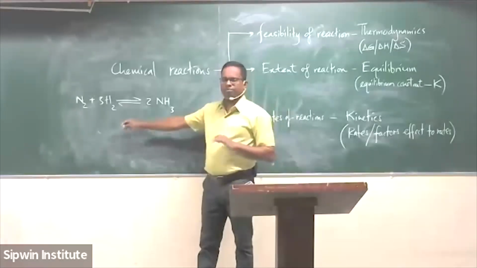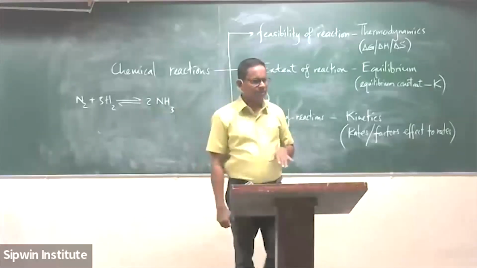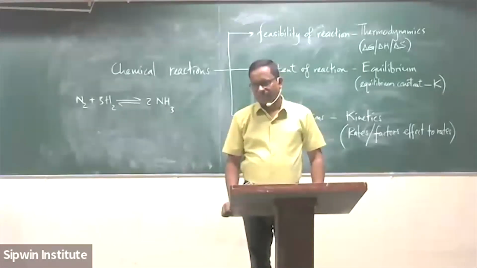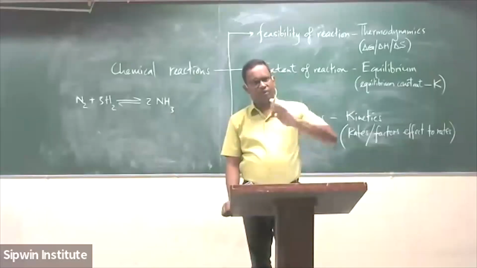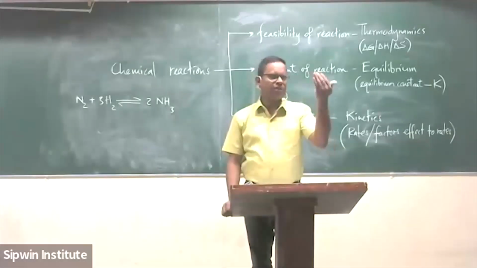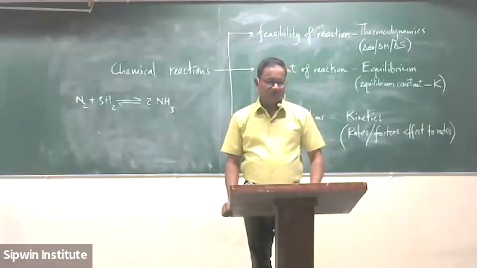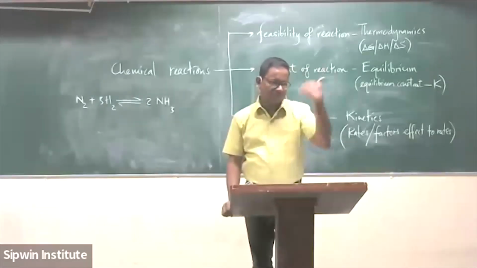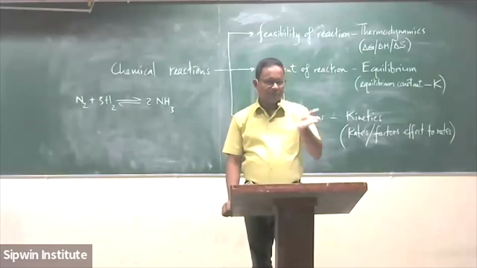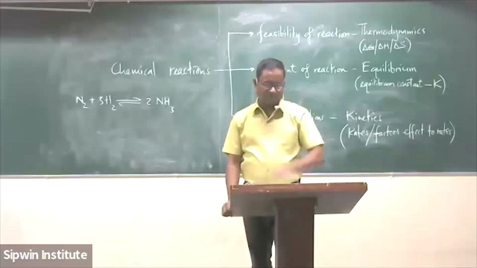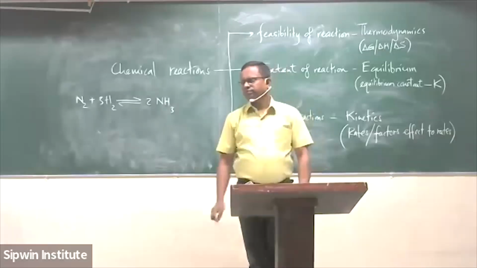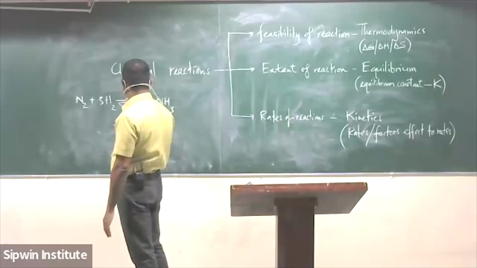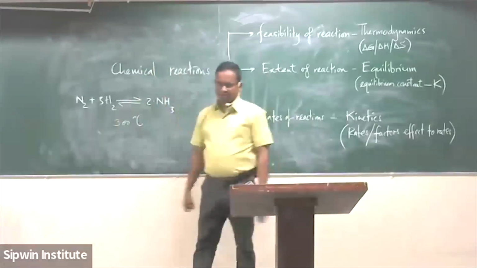For example, say under 25 degrees Celsius this won't happen, so it is not feasible. So we have to convert that into a thermodynamically feasible condition. Say, for example, we increase the temperature. By increasing temperature, we convert delta G into negative. Now, say under 300 Celsius, the reaction is feasible.